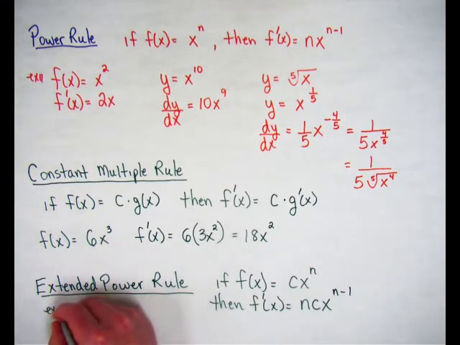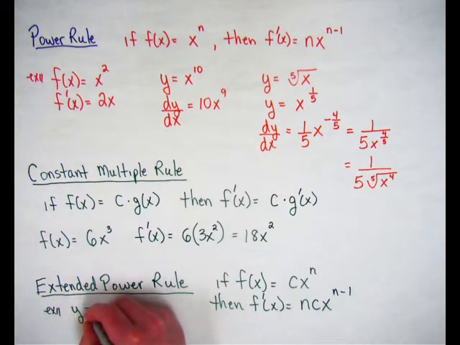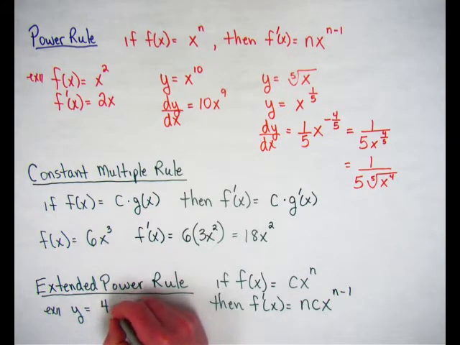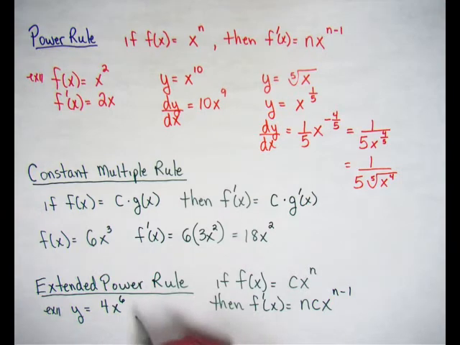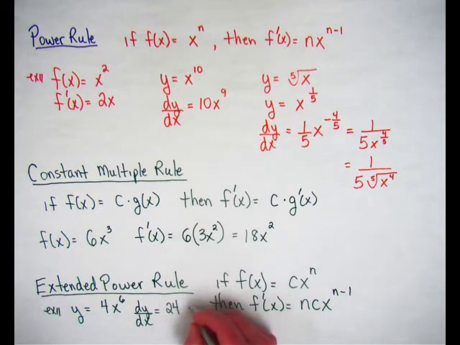So for example, if you had y equals 4x to the 6th, there's no need to separate this into 4 times x to the 6th. The extended power rule says that your derivative dy dx is just 6 times 4, which is 24, subtract 1 from the exponent, 24x to the 5th.